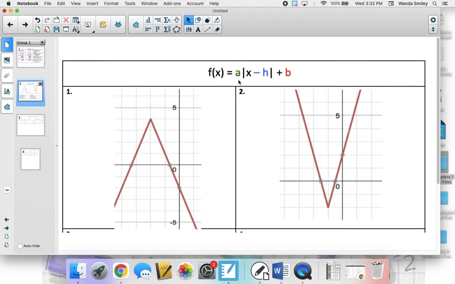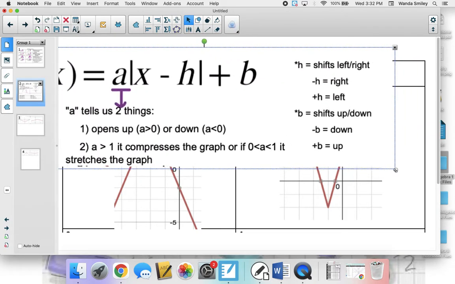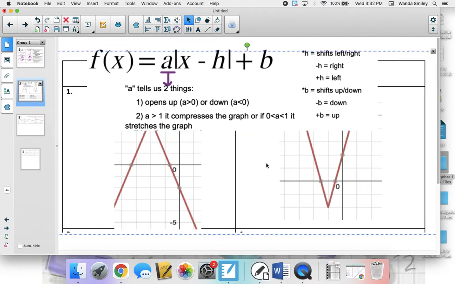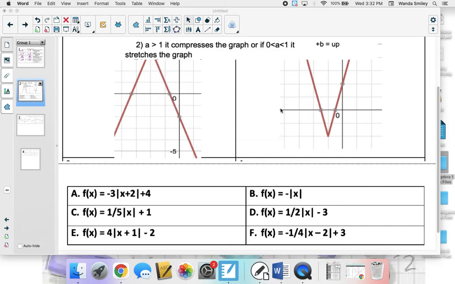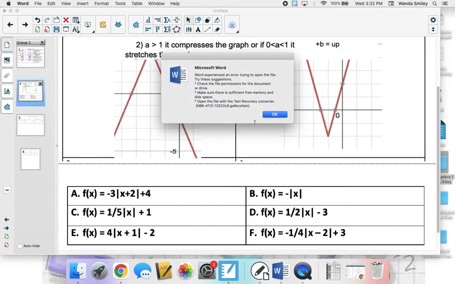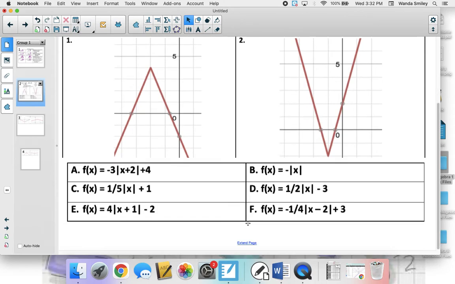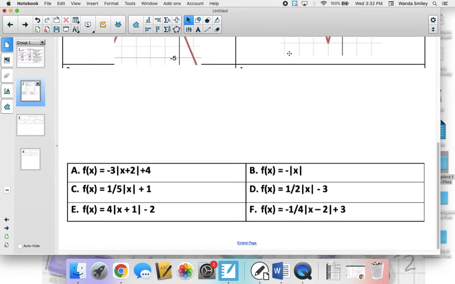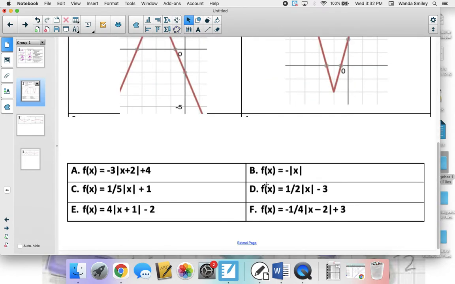So let's go back to here. So here's our equation. All right, so that means I'm going to put this here so that you can see it. And we'll just bring the graphs down. Extend the page. We'll bring all this stuff down so we can see it. All right, there we go. Now we can see everything.